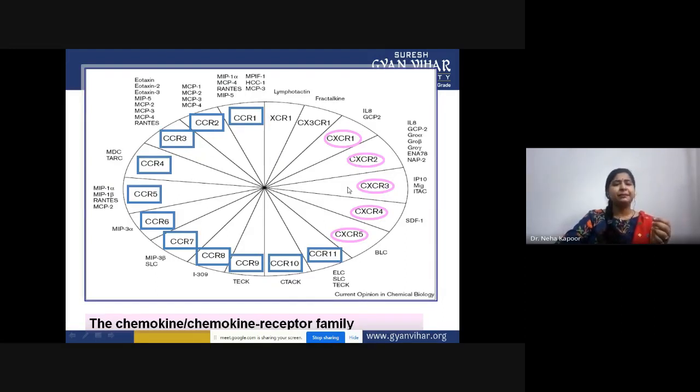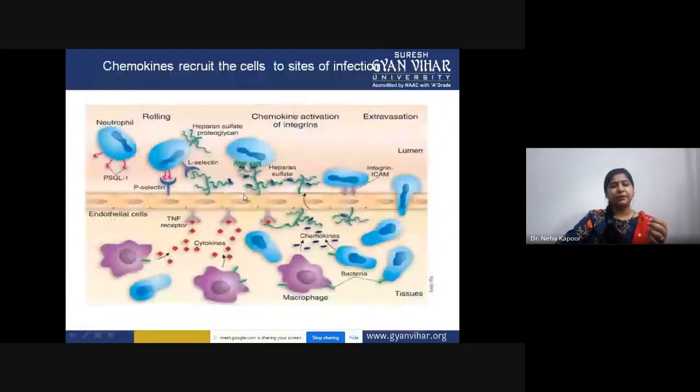This is a complete receptor family chart. CCR1, 2, 3, 4, 5, 6, 7, 8, 9, and what kind of receptors they have. And this is the family of lymphotactin, fractalkine, CXCR1 to 5. Then the major family is CCR5, which plays a very important role. The main function of these chemokines is to recruit the cells to the site of infection.